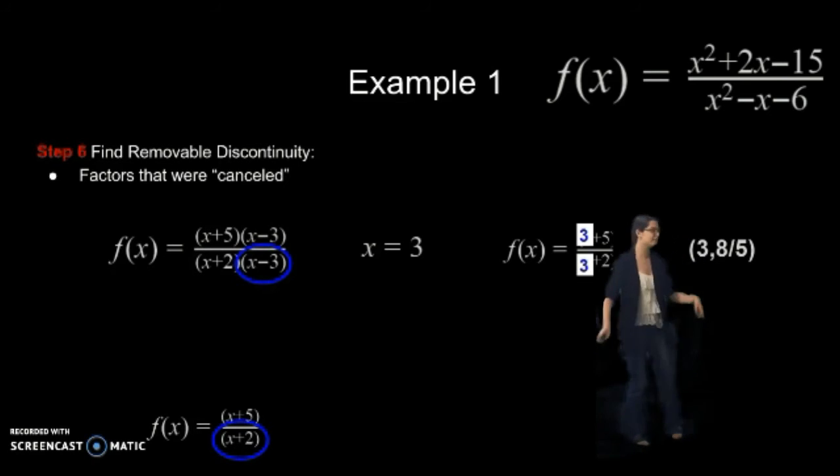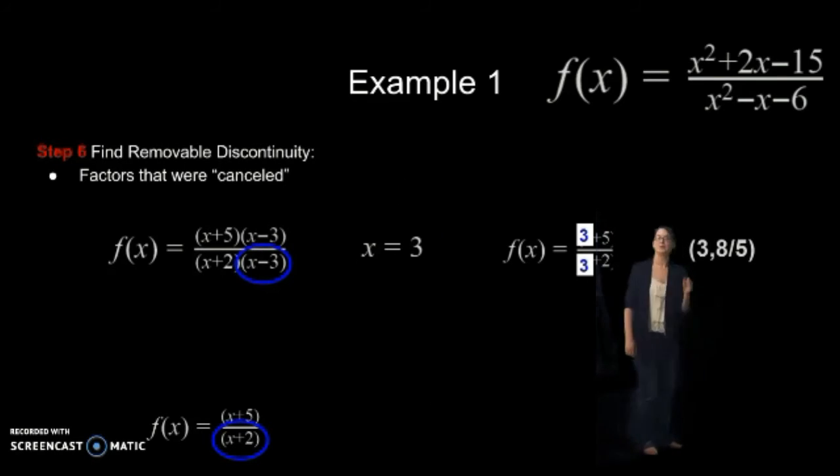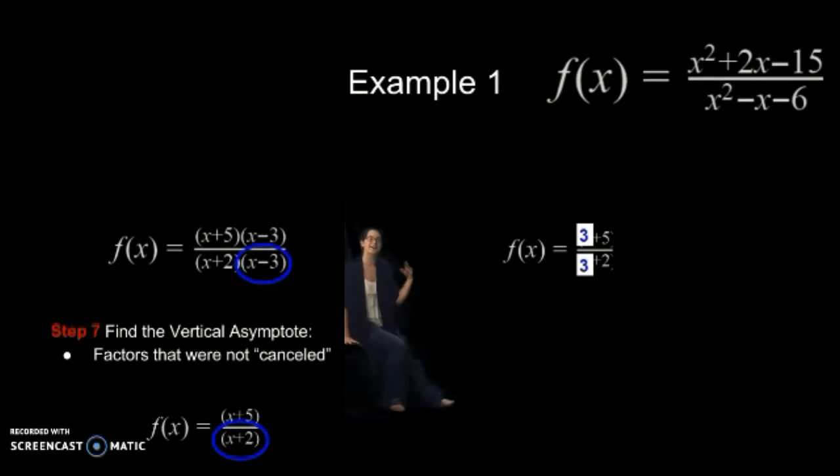Substitute 3 into the simplified equation, and you will find that the y value is 8/5. To find the vertical asymptote, take the denominator of the fraction and solve. So x plus 2 equals 0 gives you a vertical asymptote of x equals -2.